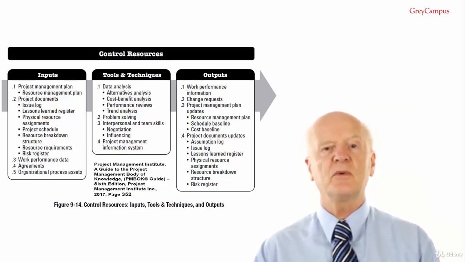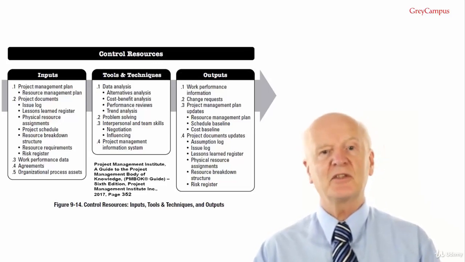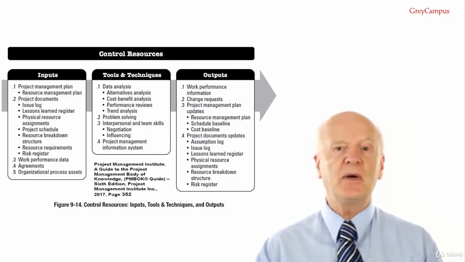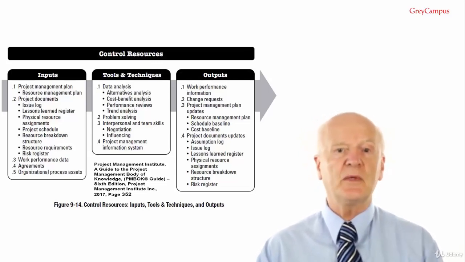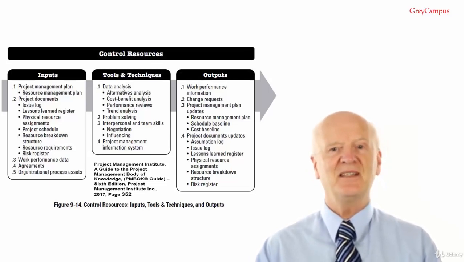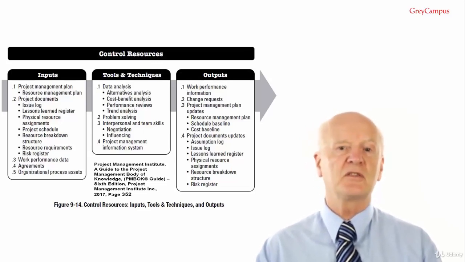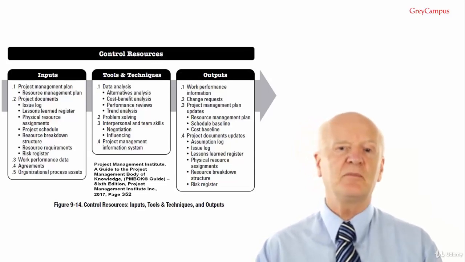Output number 2, change requests. When change requests occur as a result of carrying out the control resources process, or when recommended corrective or preventative actions impact any of the components of the project management plan or the project documents, guess what has to happen? That's right, the project manager needs to submit a change request for review and action through the Perform Integrated Change Control process.